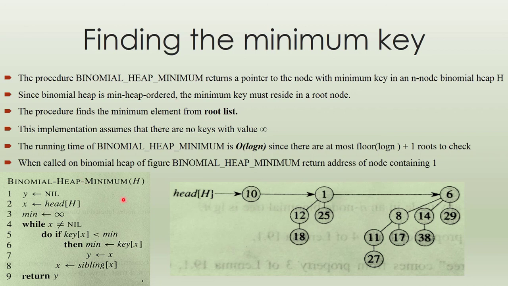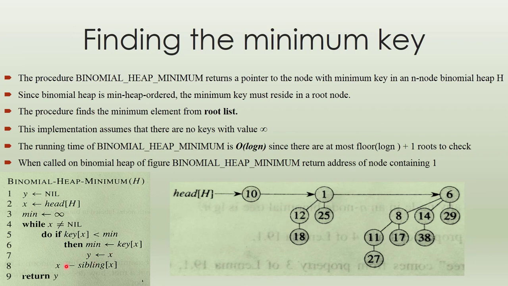Let us look at this procedure. Here y is a pointer which is initialized as nil. x contains head of H. Minimum is a variable which is set to infinite. While x is not equal to nil, initially x points to the node 10. Anyway, x is not nil. If key of x is less than minimum: minimum is infinite, and here key of x is 10. 10 is less than infinite. So I am going to store 10 in minimum and x in y. Y is initialized as nil, so the address of node 10 will be stored in y.